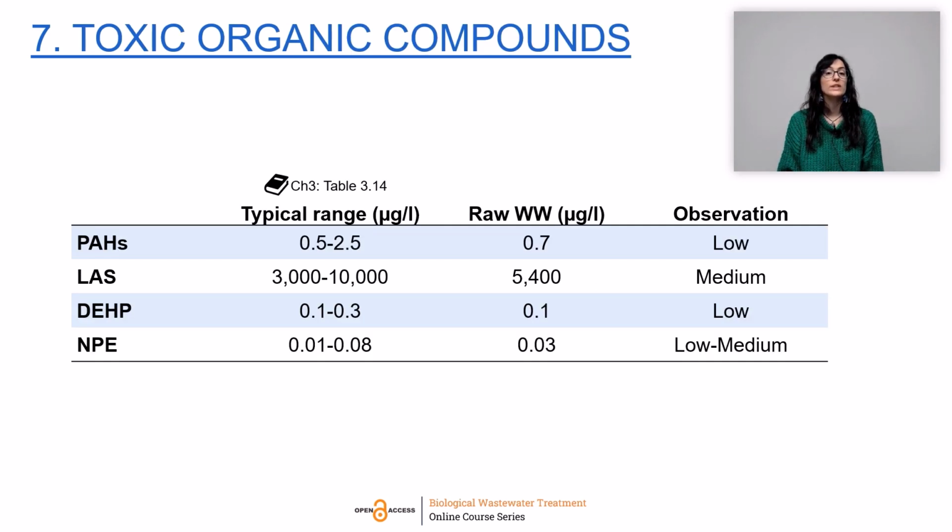If we take a look now at the toxic organic compounds, we can see here again the concentrations corresponding to the typical values and also those corresponding to this case study. And we can see that also in this case, all the concentrations fall within the normal ranges and they could be considered low or medium.